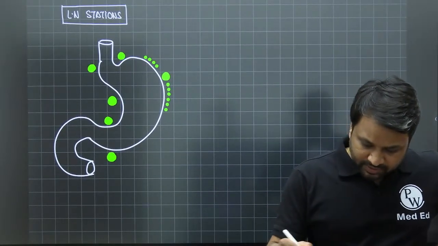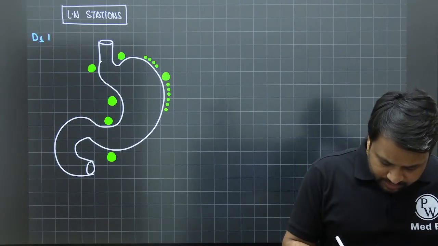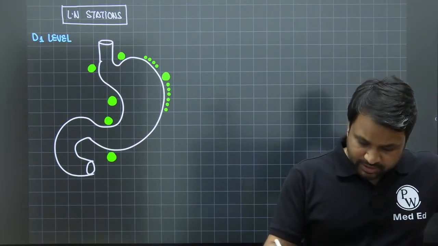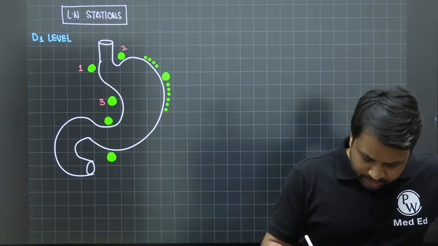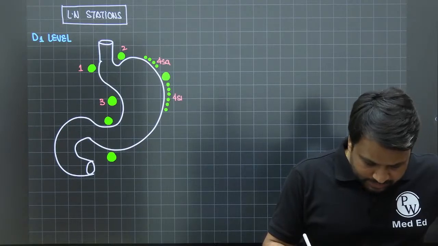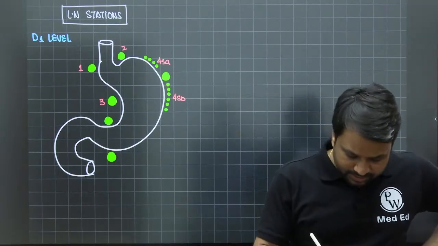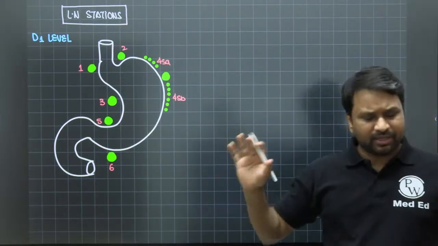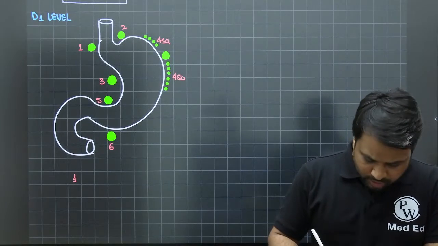So what is a D1 level? What is a D1 level of gastric lymphatics? In the D1 level of gastric lymphatics, all these are specifically numbered. This is station 1, this is station 2, this is station 3, this is 4sa, and this is 4sb, right? That is 4 station A, 4 station B. That's it, right? This is your 5 and this is your 6, right? Now, all these are around the stomach, nothing spectacular about it. If I have to label them, station 1 is going to be your right paracardiac.